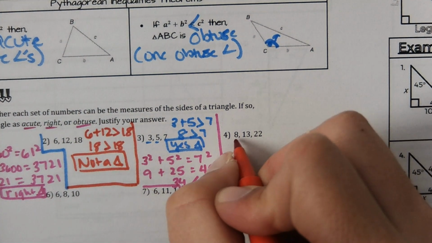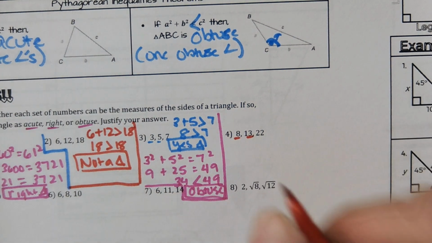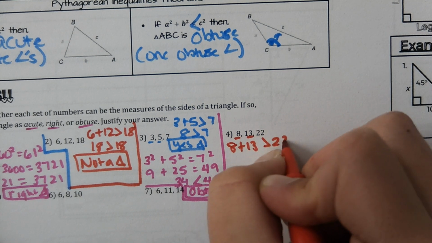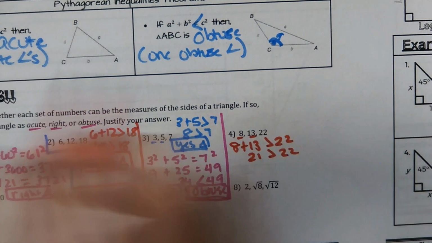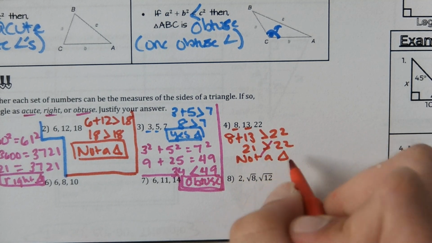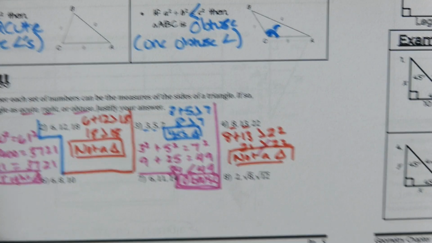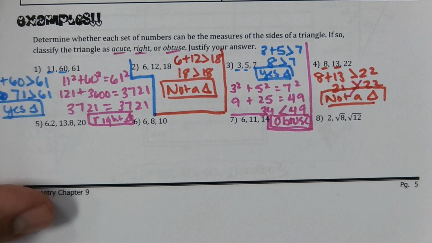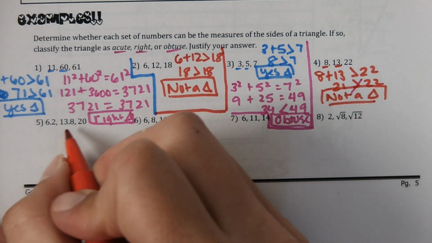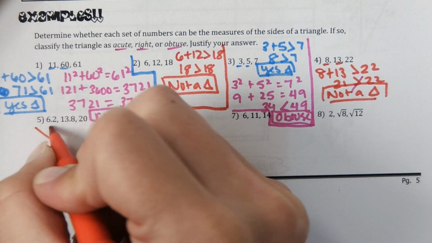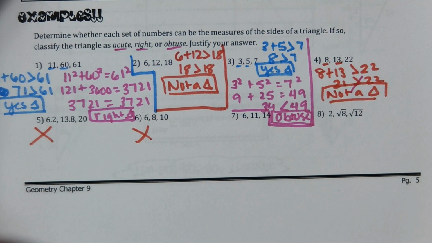Number 4, two shortest sides, 8 plus 13 is 21. 8 plus 13, is that greater than 22? 21 is not greater than 22. So, not a triangle. The next one, actually, you know what? We're going to skip 5 and 6 because our brains are getting tired. And we're just going to do 7 and 8.